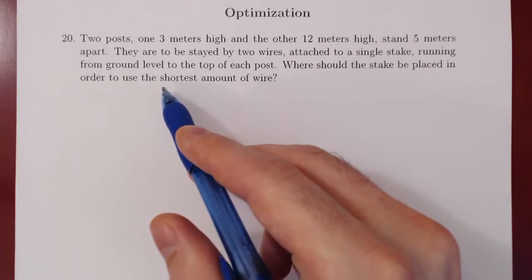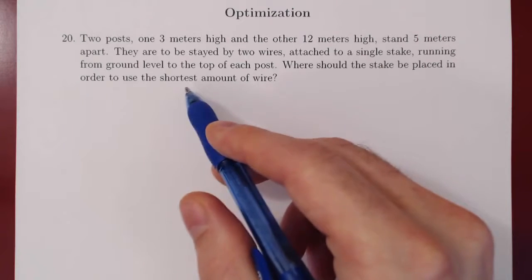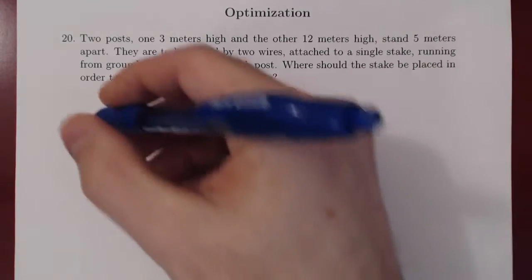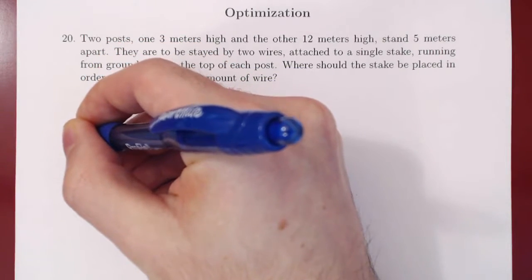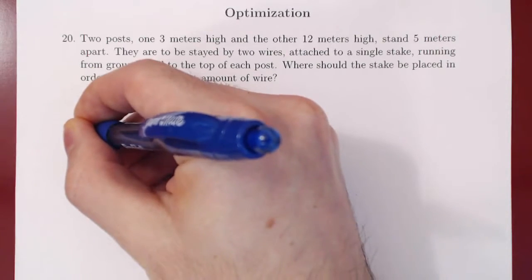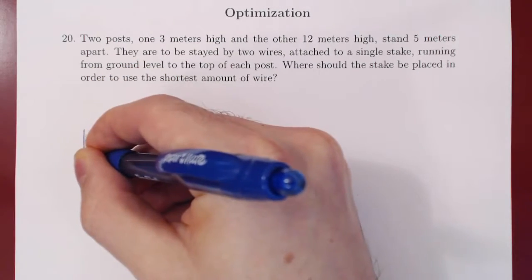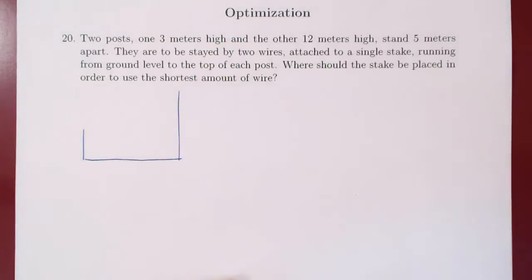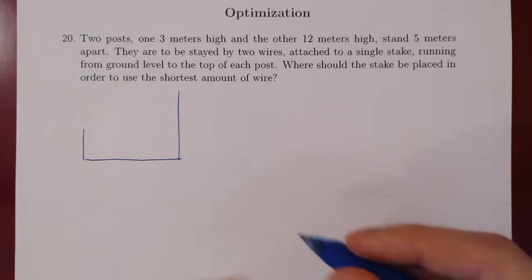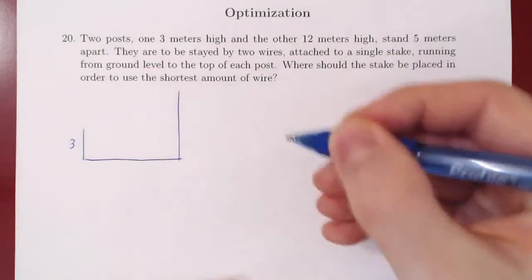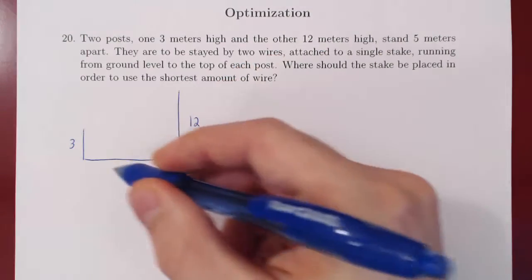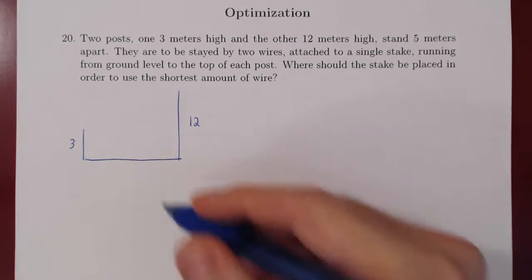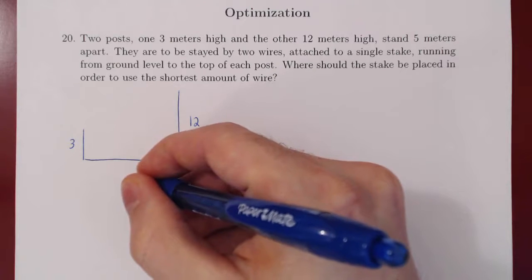Obviously here, since we're asking for the shortest amount of wire, we will try and minimize the length of wire used. Well, let's visualize the situation. We have a 3-meter post. There's the ground, and there is a 12-meter post. Obviously my picture is not up to scale. That doesn't matter. So this is 3. This is a constant. This is 12, also a constant. And the poles, this one and this one, are 5 meters apart. So the length of this segment is 5.